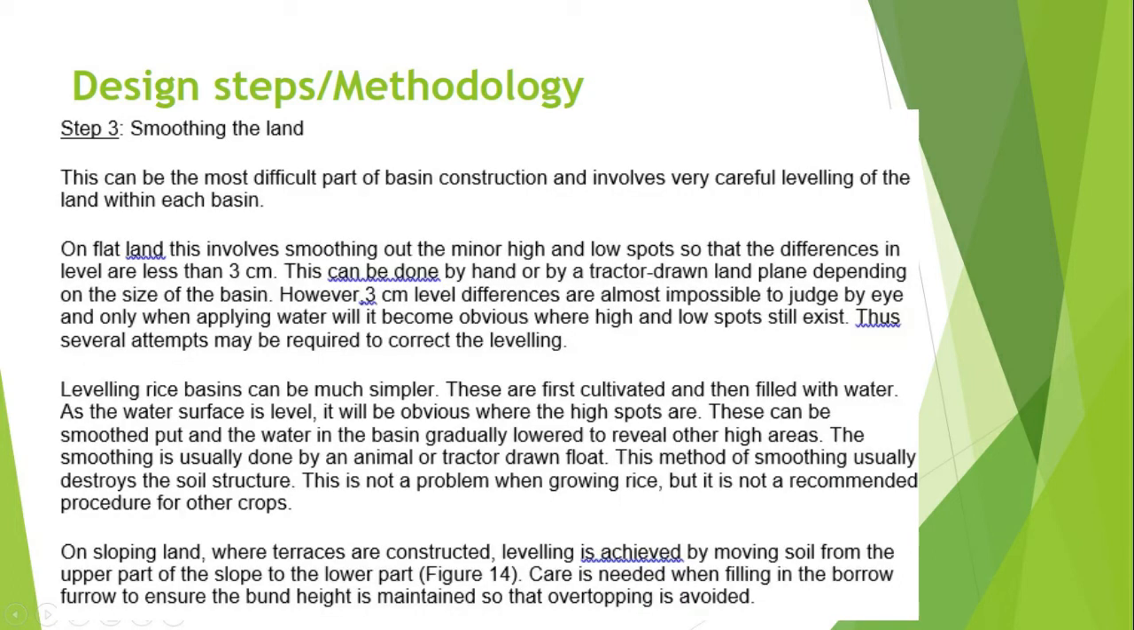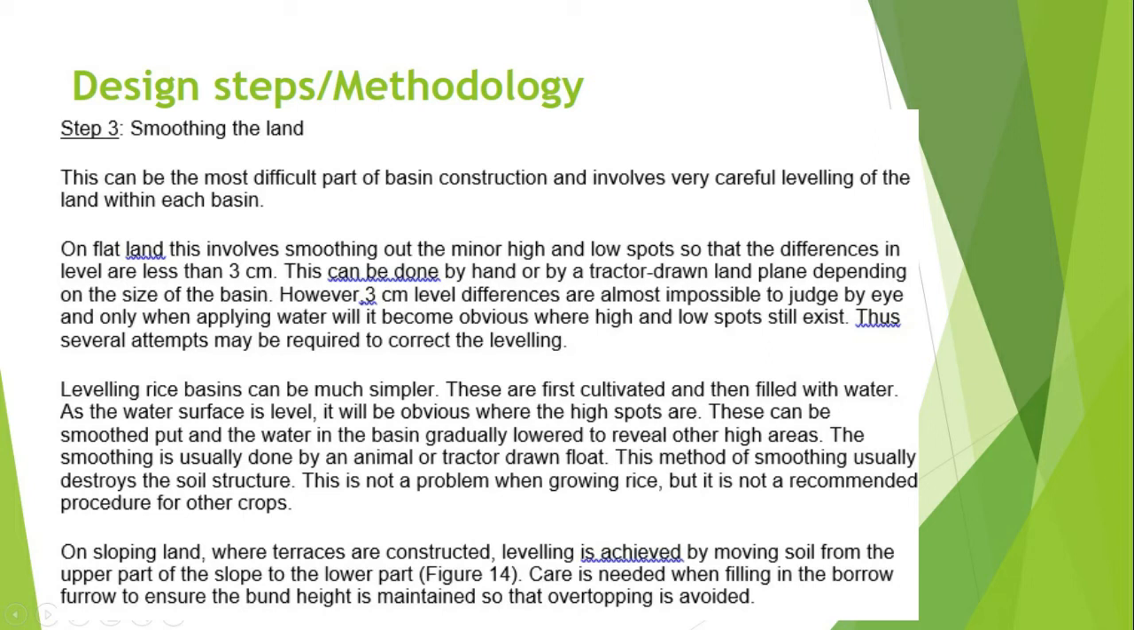Last step is smoothing the land. This can be the most difficult part of basin construction and involves very careful leveling of the land within each basin. On flat land, this involves smoothing out the minor high and low spots so that the differences in level are less than 3 cm. This can be done by hand or by a tractor-drawn land plane depending on the size of the basin.